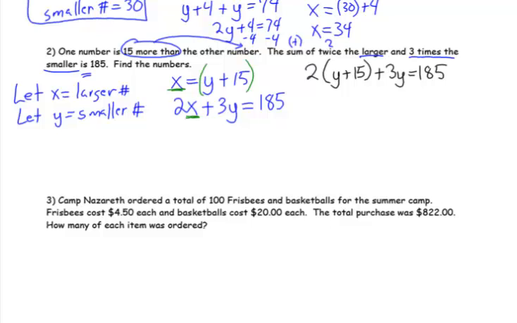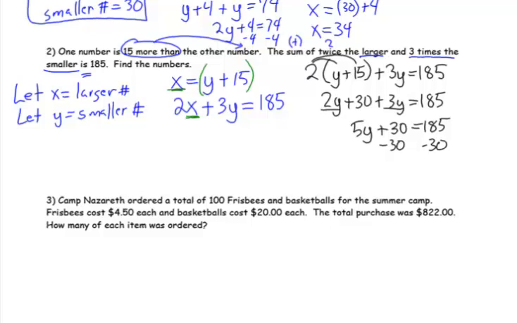So now as I look at that equation, I'm feeling good because I only have the variable y in there. So now I'm going to remove grouping symbols using the distributive property. 2y plus 30 plus 3y equals 185. Now I'm going to combine like terms. That's my 2y and 3y. 5y plus 30 equals 185. Now I'm going to use my inverse operations. So the inverse of adding 30 is to subtract 30. 5y equals 155.